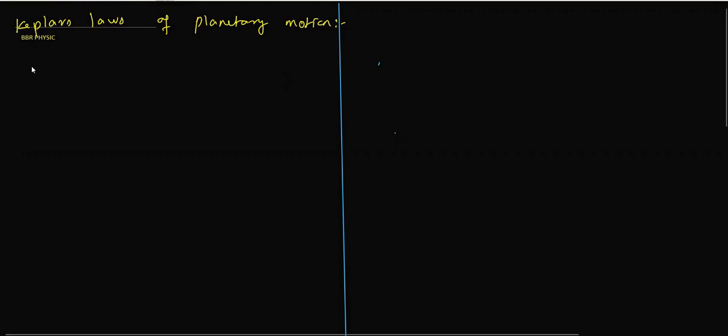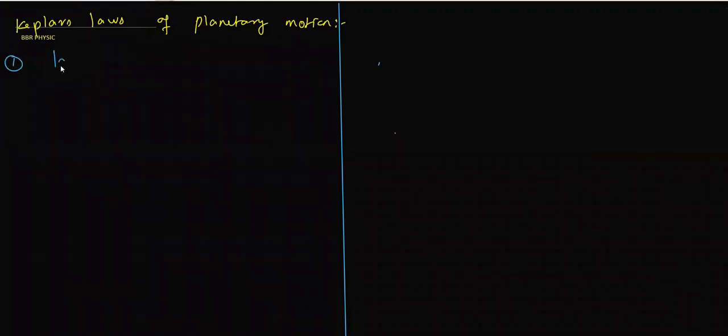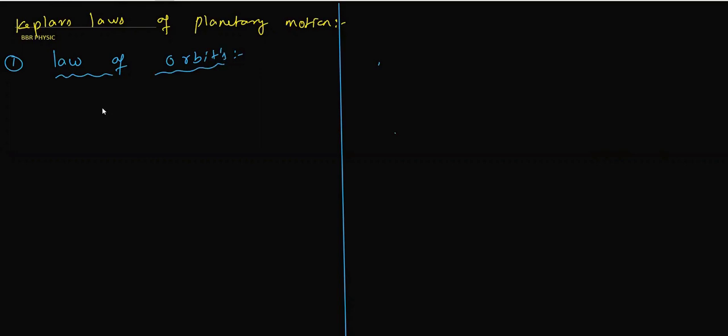In this, first we are going to discuss the first law, which is the law of orbits. The law of orbits diagram is just what we have discussed in general theory, that diagram will come. So what does this law state? All planets revolve around the sun in an elliptical orbit.